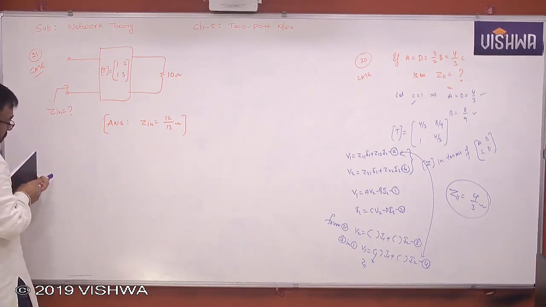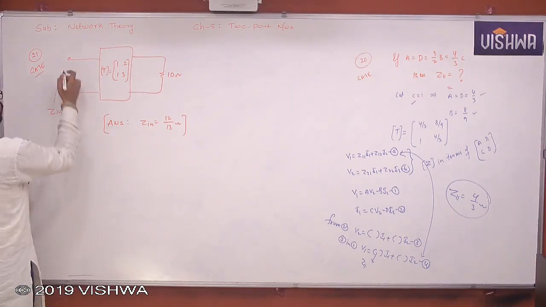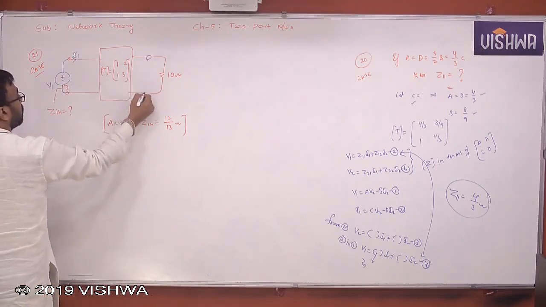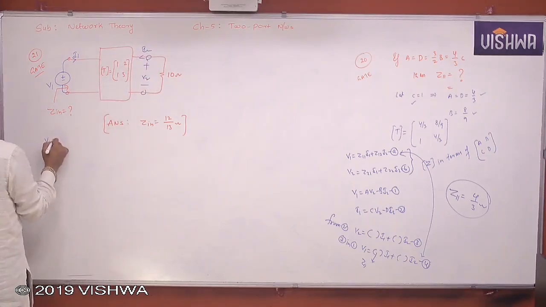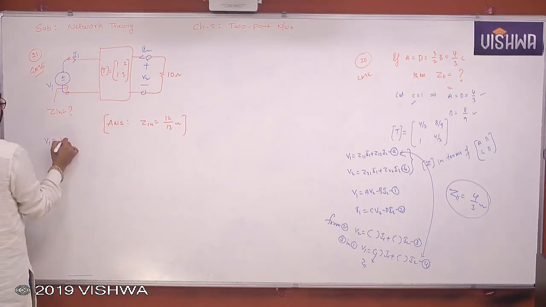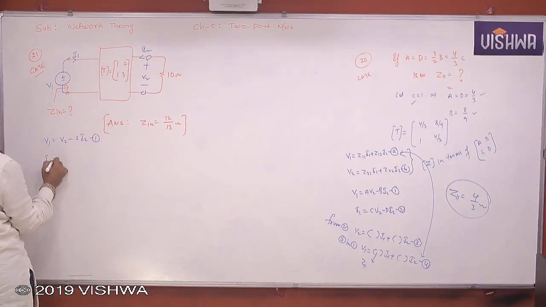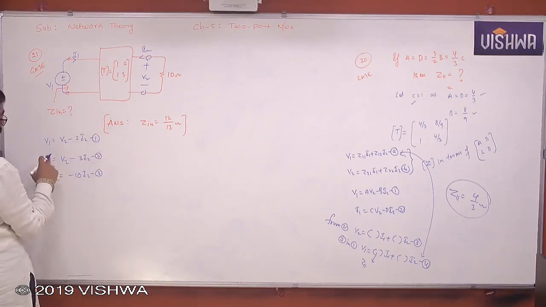You try this. How do you try? Volt-amp method. According to the Volt-amp method, you connect a source across the terminals where the impedance is required. Inject some current I1. This is V2. This is I2. You write the equations, transmission parameters are given. V1 is equal to A V2, that is V2, minus B I2, 2I2, equation 1. I1 is equal to C V2, that means V2, minus D I2, 3I2. And V2 is equal to minus 10 I2. You want V1 by I1, right? So V2 you just substitute here.